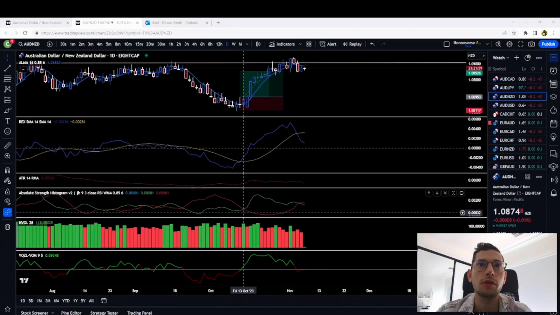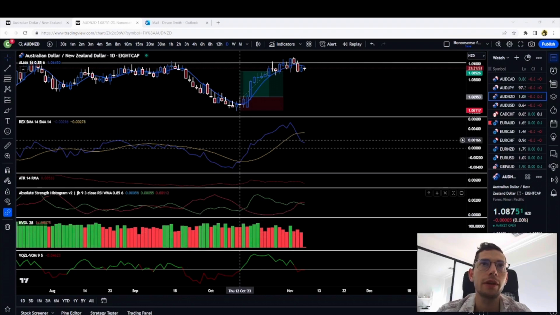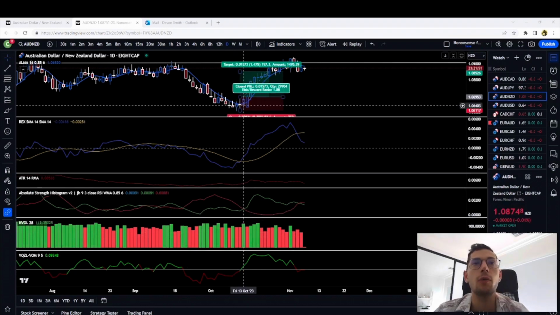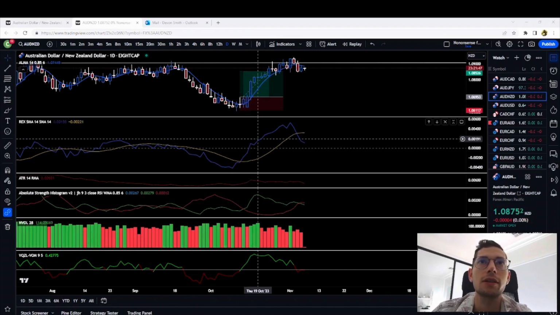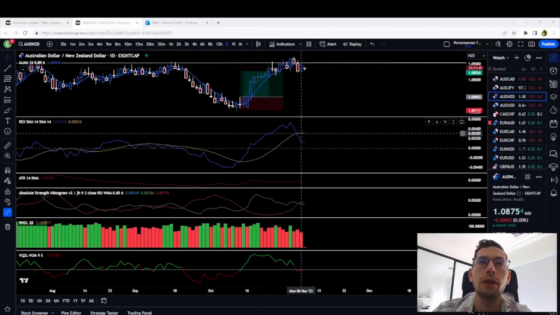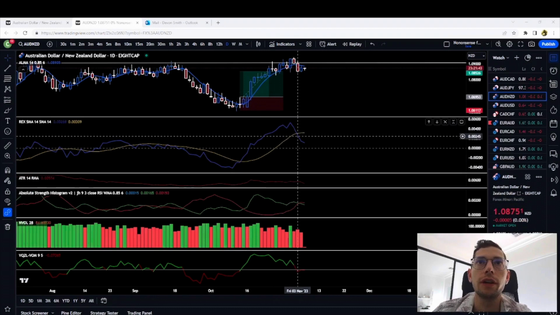I use these two, absolute strength, VQ, and volume. So I've got all three of those lined up. That's my entry confirmation. However, because I'm using Rex as my exit indicator, when I get a crossover, that's when I know to exit.